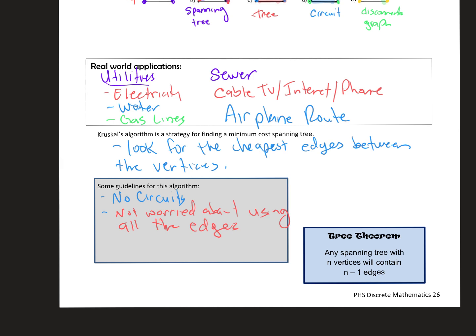All right, our first theorem down here. It's called the tree theorem. Any spanning tree with n vertices will contain n minus one edges. All that means is, if you've got two vertices, it only takes one edge to connect them. If you add a vertex, you're going to have two edges to connect all those vertices. And if I add a fourth vertex, now it's only going to take three edges. So it's always n minus one edges to connect and create a spanning tree in that graph. Okay, make sense?